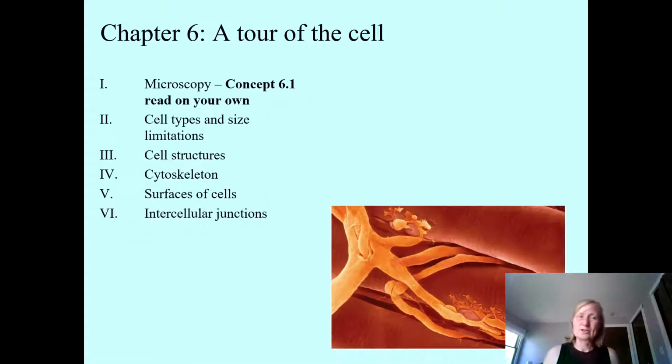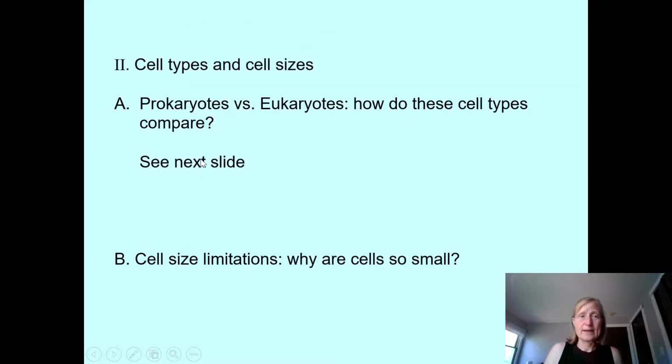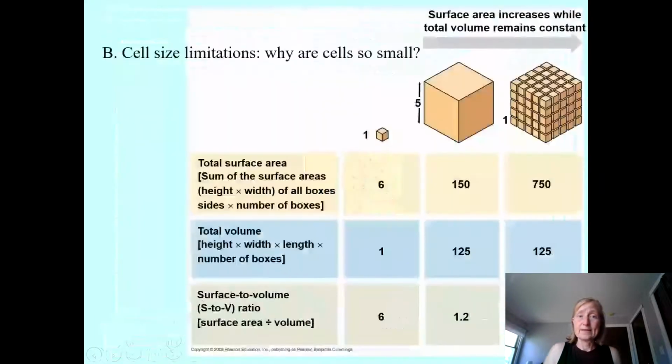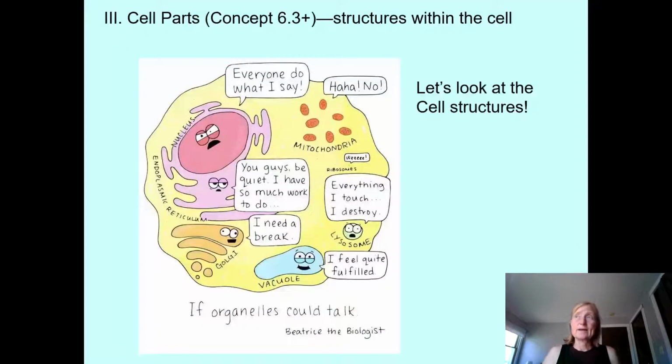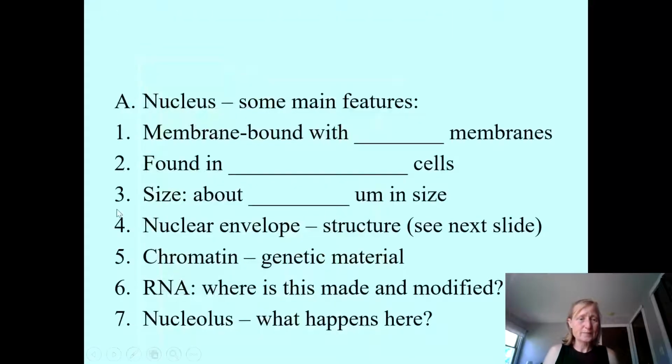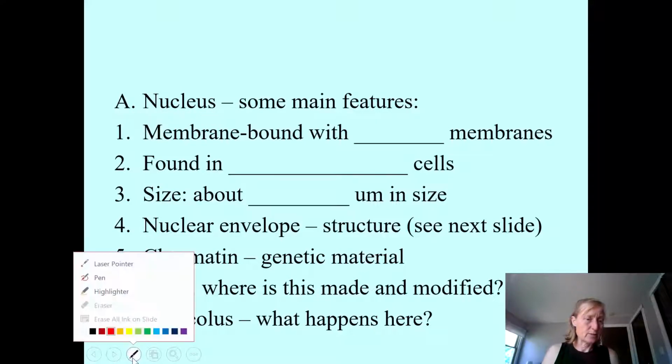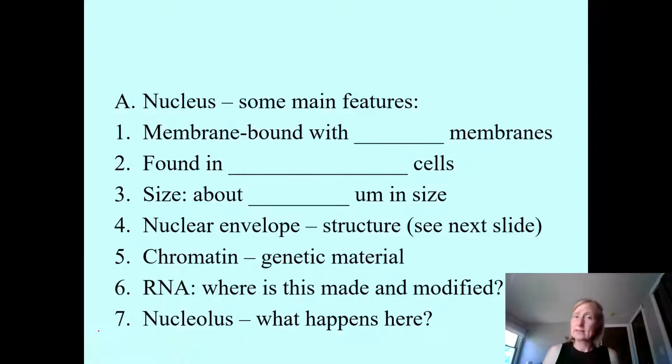Okay, we're back with Chapter 6. Today we're going to focus on cell structures, and specifically, in this video, we'll take a look at the nucleus and ribosomes. So let's take a look at their structures and what they do, their jobs. This slide has descriptions, what we want to write down, and the next slide has a picture of the nucleus.